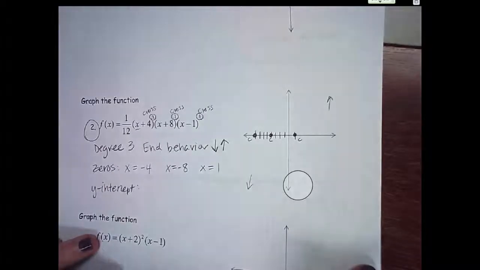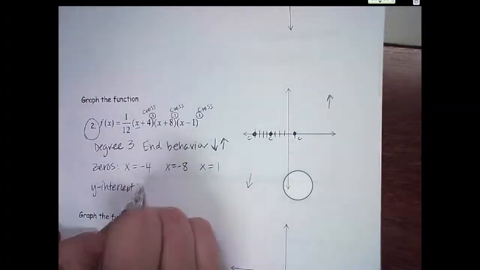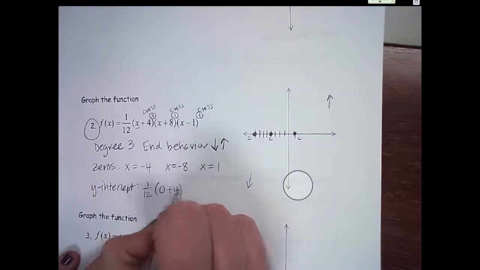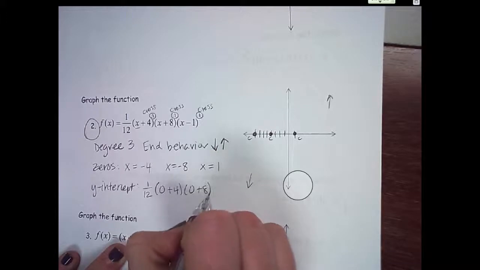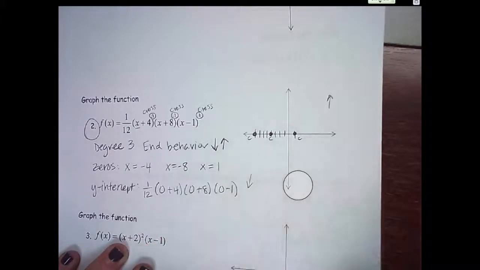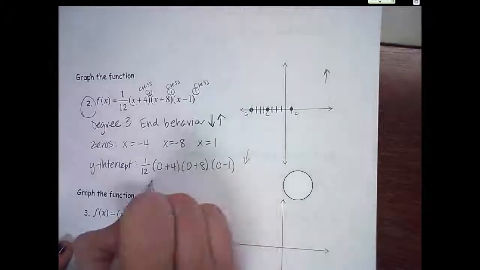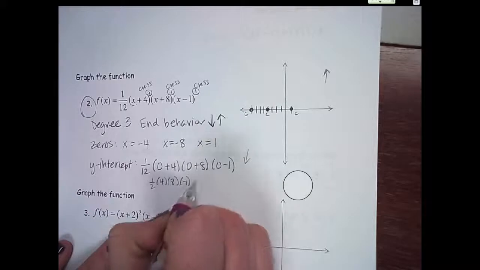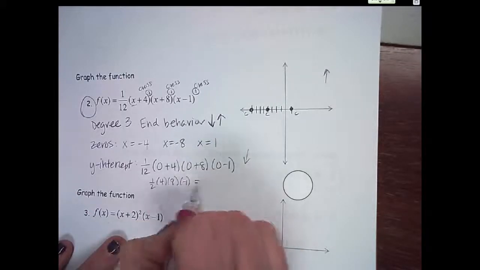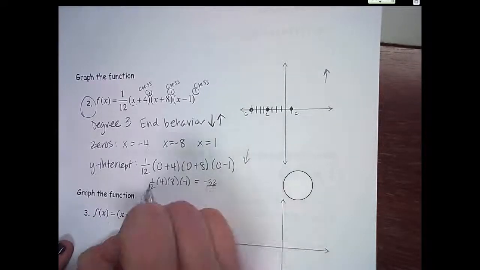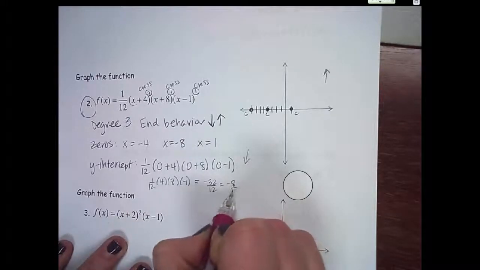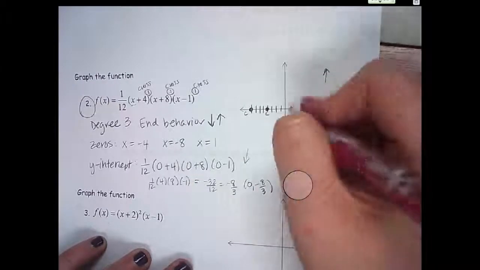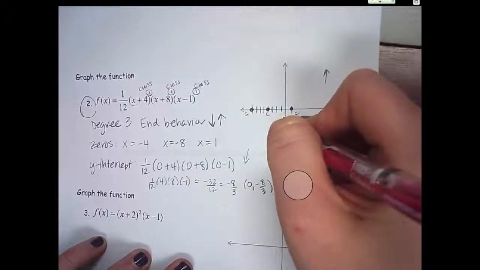So plug 0 in for the x's. So I'll have the 1/12 out front. So I get 0 plus 4, 0 plus 8, 0 minus 1. And then just simplify that. So 1/12 times 4 times 8 times negative 1. So that's negative 32 over 12. Oh, that's ugly. Negative 8/3. So my y-intercept is 0, negative 8/3. So in between negative 2 and negative 3.